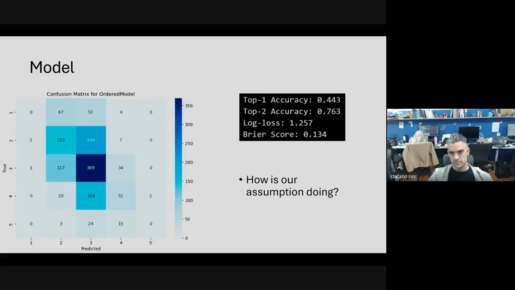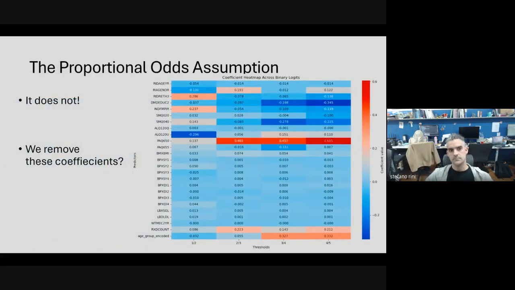We get comparable accuracies and comparable log loss as the multinomial logit model, but we had an assumption. How is that doing? Well, if you look at this, there's clearly a lot of predictors here that don't change much in their coefficients, as the heat map is mostly the same here, while there are some, like this PAQ 650, which changes a lot. So we have to remove this, because our model assumes that this does not change.